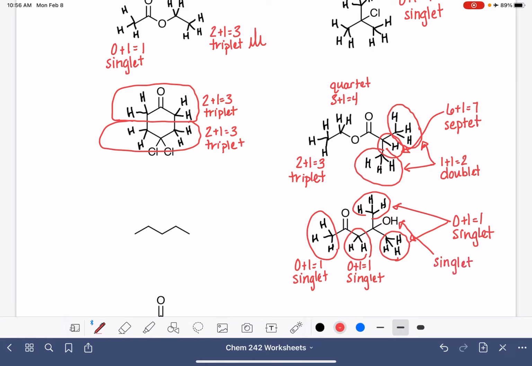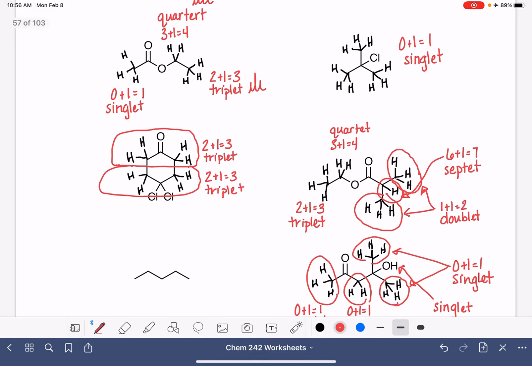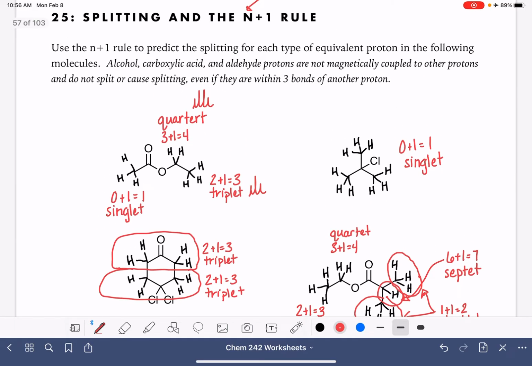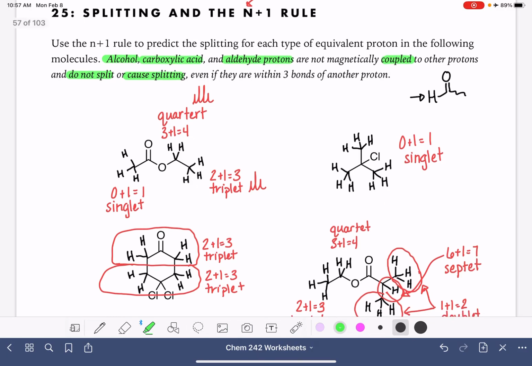Although I did want to add, and we'll scroll back up to the top here, hydrogens that are on alcohols, that are part of the OH, also hydrogens that are on carboxylic acids, and hydrogens at the end of an aldehyde. So that would be this hydrogen at the end of an aldehyde right here. They are falling on and off molecules all of the time. And because they're coming on and off molecules all the time, they are not coupled to the other protons, which means that they don't split or cause splitting, even if they're close enough to do so.